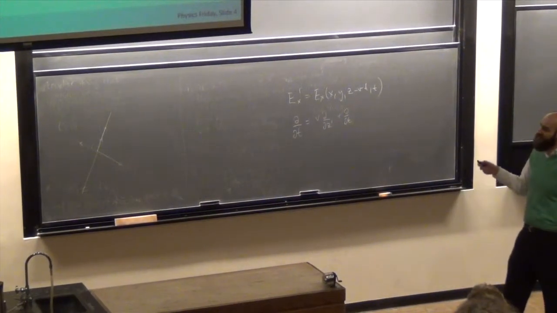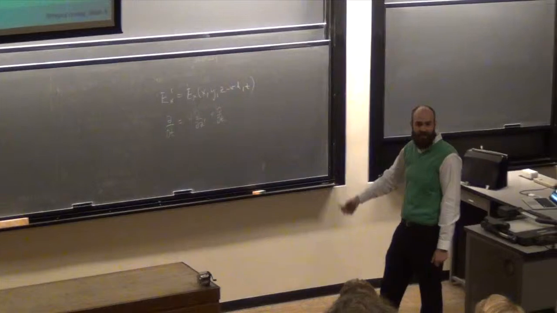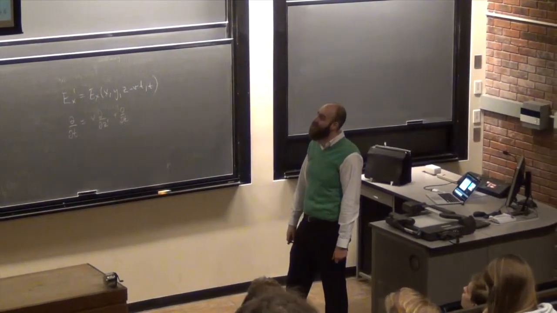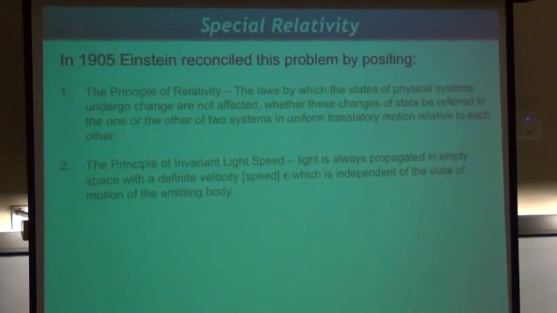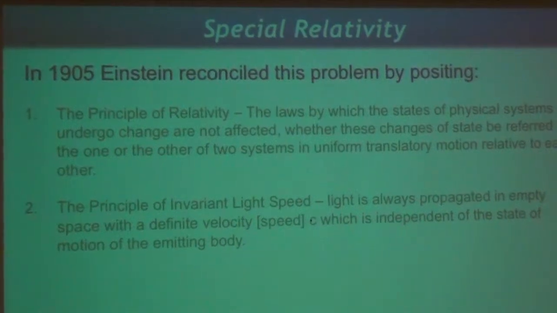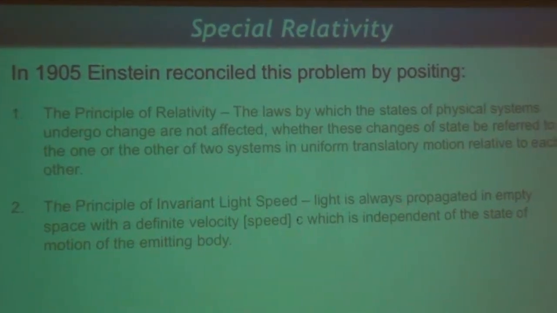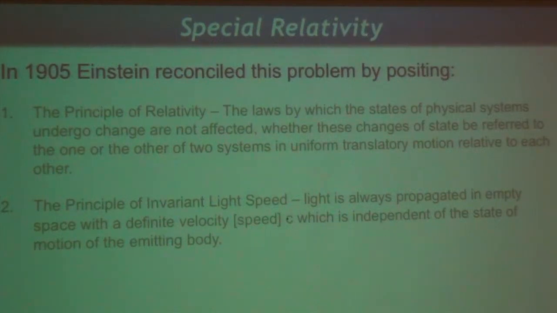All right, so this problem right here is what led Einstein to posit special relativity. Special relativity basically has two postulates. The first is similar to the one of Newtonian relativity. So basically the laws by which states of physical systems undergo change are not affected, whether these changes of state we refer to the one or the other of two systems in uniform translatory motion relative to each other. So this is just a complicated way of saying that physics shouldn't really change too much in these inertial frames traveling with respect to each other. But this is the new one right here, really. This is the important piece, the principle of the invariant light speed.